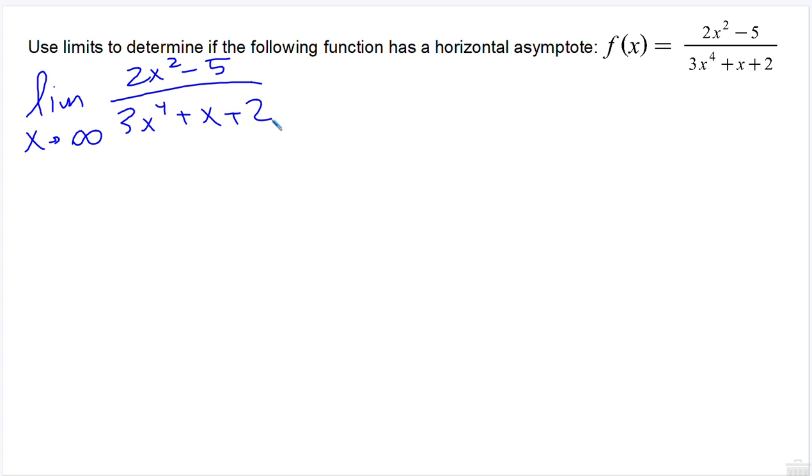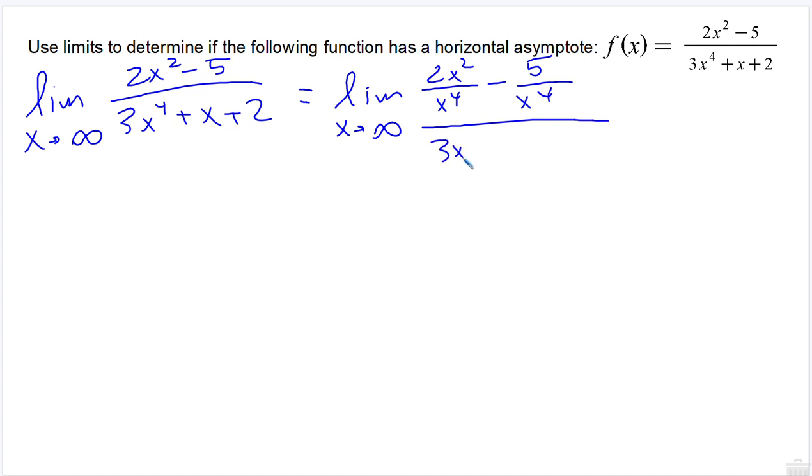We're going to look for the highest degree of either of the polynomials. Well, in this case, because we have a 3x to the 4th, our largest degree is 4. So instead of dividing everything by x squared, like we did the last time, we're going to divide everything by x to the 4th power. So this becomes a limit as x approaches infinity of 2x squared over x to the 4th minus 5 over x to the 4th, over 3x to the 4th over x to the 4th plus x over x to the 4th plus 2 over x to the 4th.